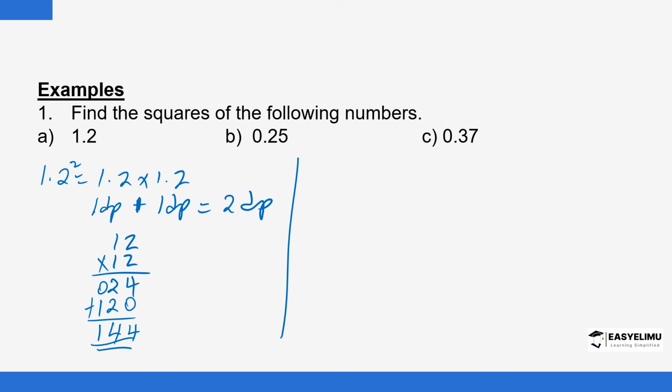But what we have is 1.2 multiplied by 1.2, remember, this is originating from 1.2 squared, which is equal to 1.2 by 1.2. So this is 144. So where should the decimal point be, so that you have two decimal places? This is where the decimal point should be: 1.44. Remember, decimal places simply means the number of digits after the decimal point. That is squares using multiplication method.